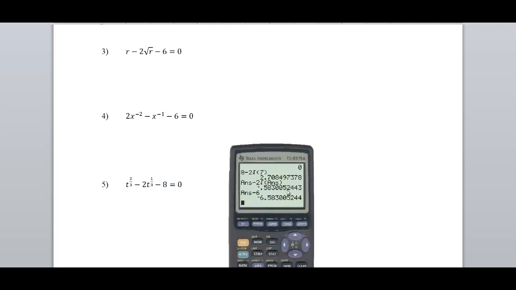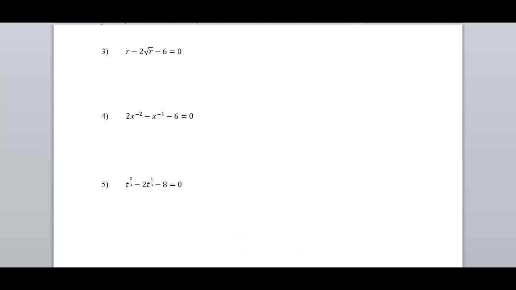Pretty tricky, right? Let's go to problem number 4. All right, problem number 4. Now, in this case, I've got an x to the negative 1 power, so that's going to be my u. My u is going to be x to the negative 1 power, and my u squared is going to be x to the negative 2 power, because it's technically the first one squared. So what this gives me is 2u squared plus 1u minus 6 equals 0.